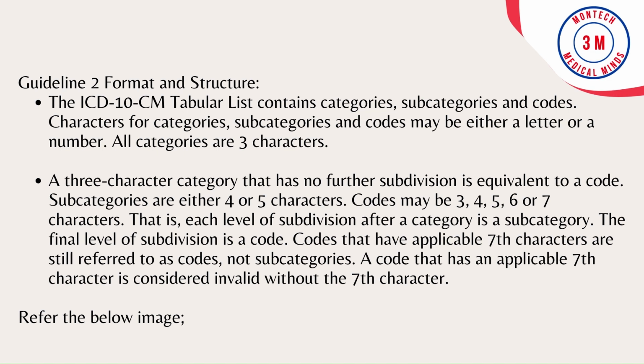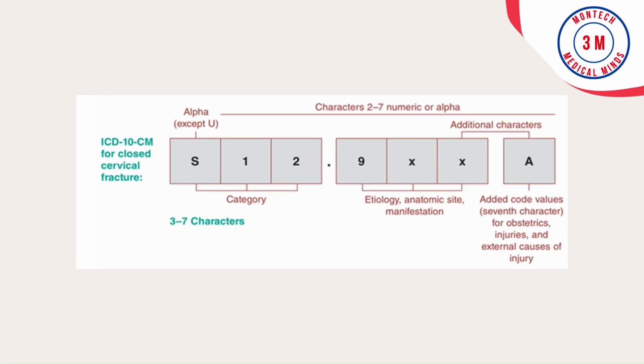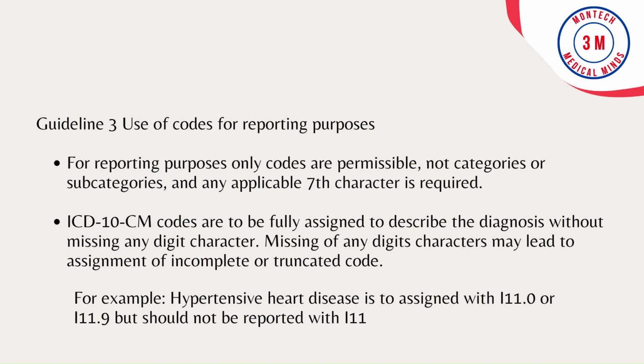That is, each level of subdivision after a category is a subcategory. The final level of subdivision is a code. Codes that have applicable 7th characters are still referred to as codes, not subcategories. A code that has an applicable 7th character is considered invalid without the 7th character. Refer to the below image. Guideline 3, Use of codes for reporting purposes. For reporting purposes only codes are permissible, not categories or subcategories, and any applicable 7th character is required.